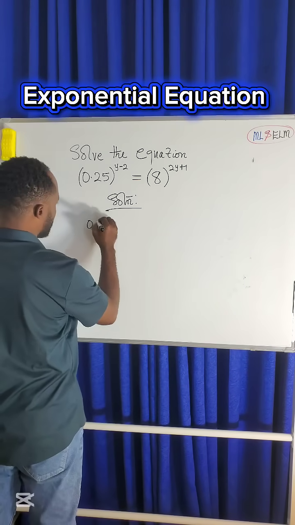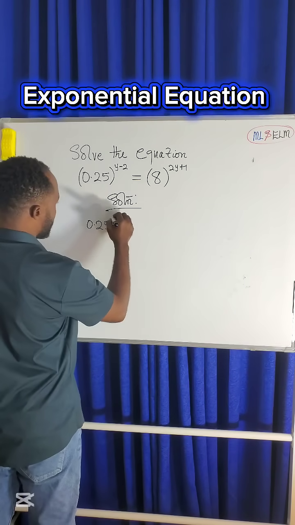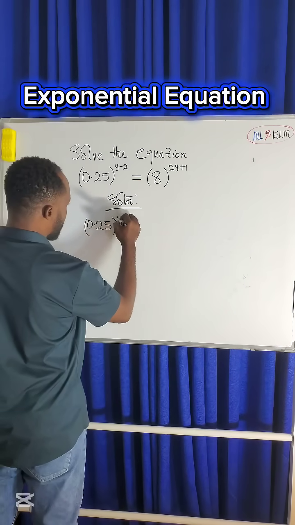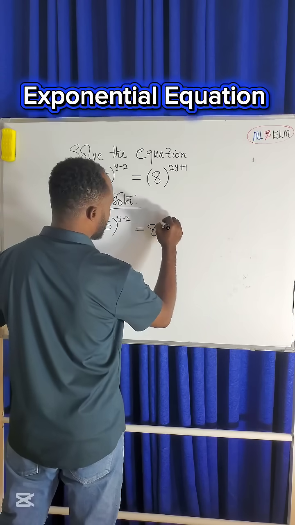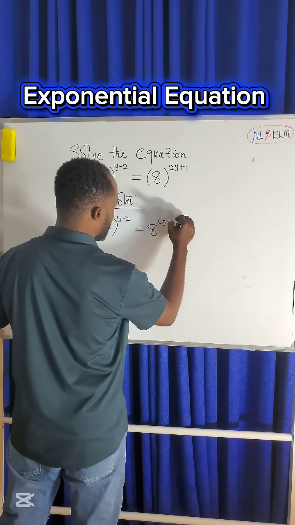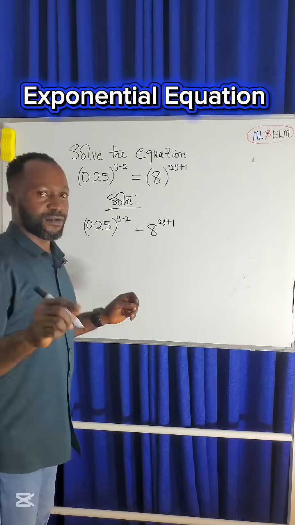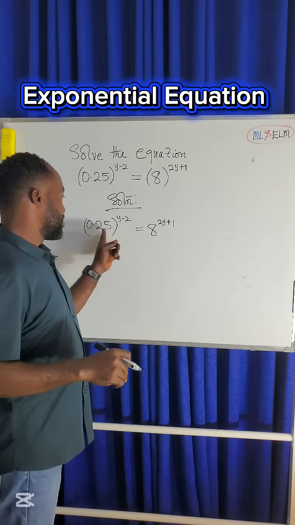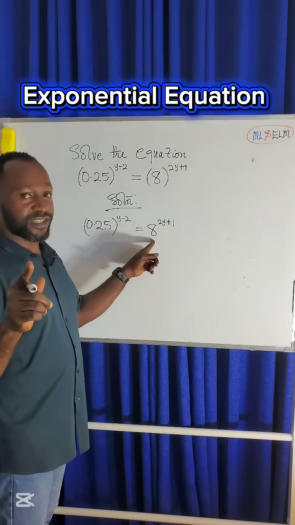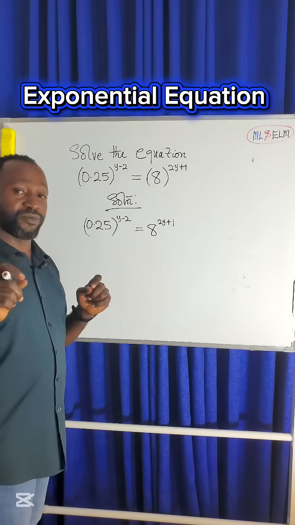You have 0.25 raised to the power of y minus 2 equals 8 raised to the power of 2y plus 1. First of all, the question you have to ask yourself is: is there any relationship between the two bases here, which are 0.25 and 8? If your answer is yes, then you have to do something, and that is what I'm going to show you now.